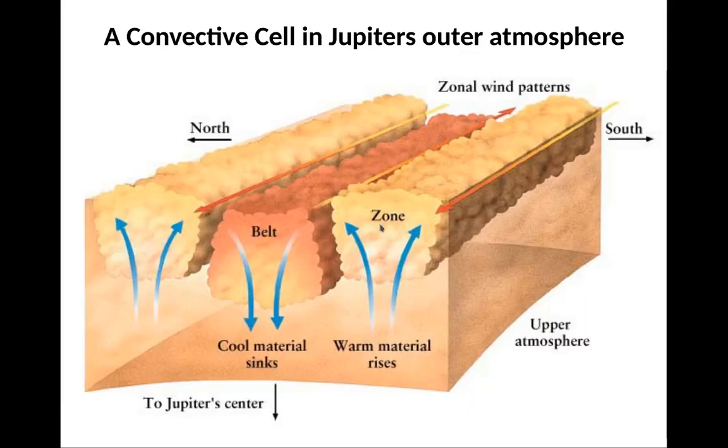This is a little cartoon of how this works. The atmosphere of Jupiter is very turbulent. You have stuff rising and stuff cooling, and this produces different colored bands, and the solar winds end up separating these different bands from each other.